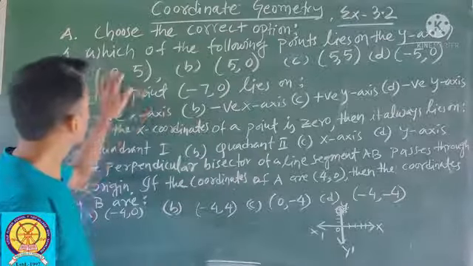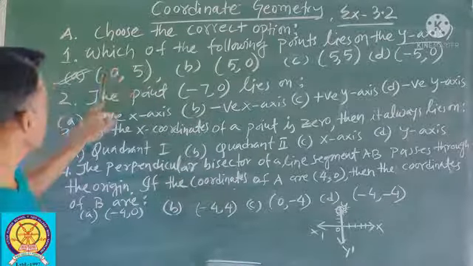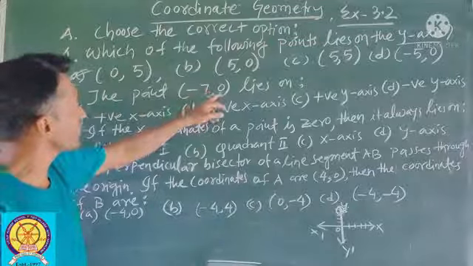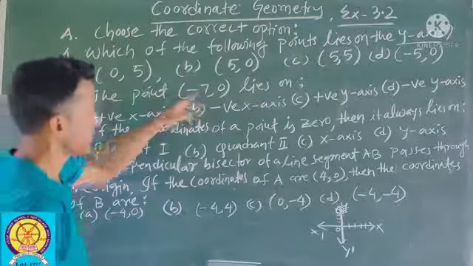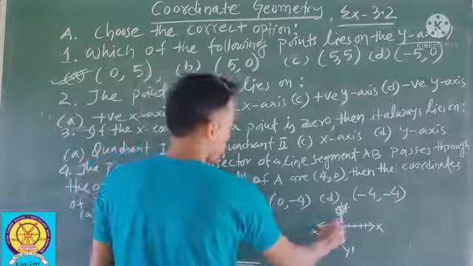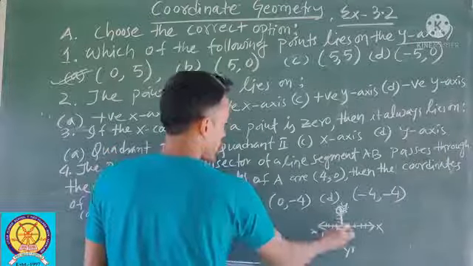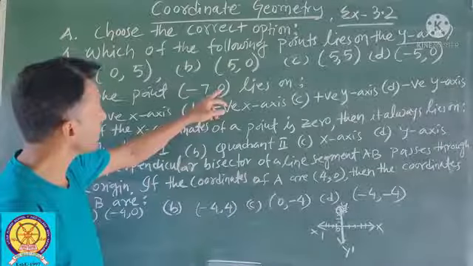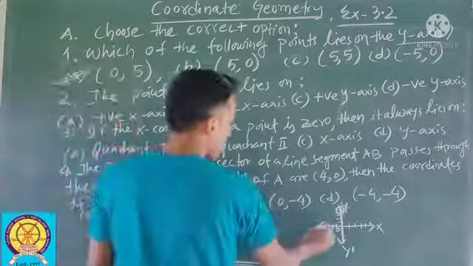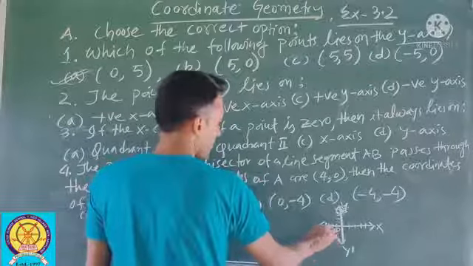Okay. Let's see number 2. The point (-7, 0) lies on... x is minus 7. My negative point lies on the left side, isn't it? Left side from the y axis. Minus 7 and y is 0. So minus 7, for example, here minus 7.